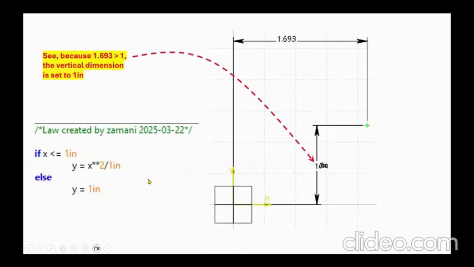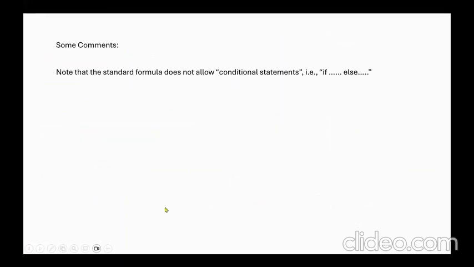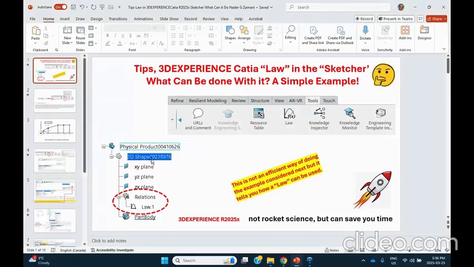So once you do that, this height becomes 1, because 1.693 is not bigger than 1. Sorry, 1.693 is in fact bigger than 1, and therefore the height is going to become 1. We'll see that. There are some comments here that I'll talk about later on.